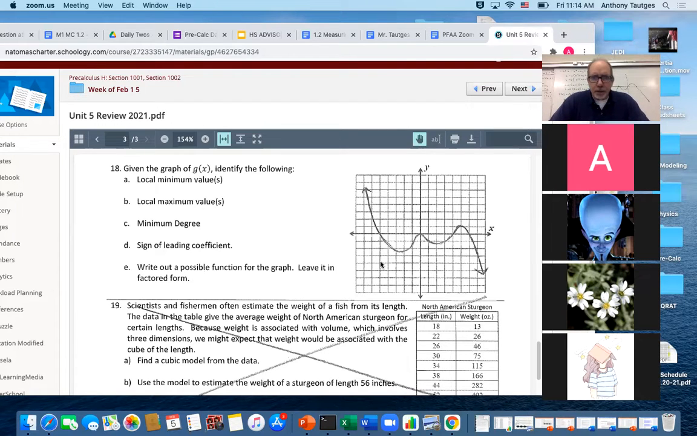The minimum degree, how many turning points are there? Okay, 1, 2, 3, 4. If there are 4 turning points, that means the minimum degree is 5. It's always one more. Okay, now, sign of the leading coefficient. I take a look at the ends. Okay, I'm going to stop sharing for a minute.